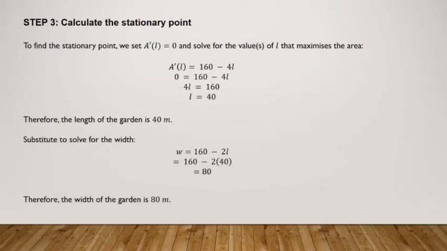Substitute to solve for the width. Width equals 160 minus 2L. And then we substitute the L with 40. We write it as 160 minus 2 in brackets 40, which equals 80. Therefore, the width of the garden is 80 meters.